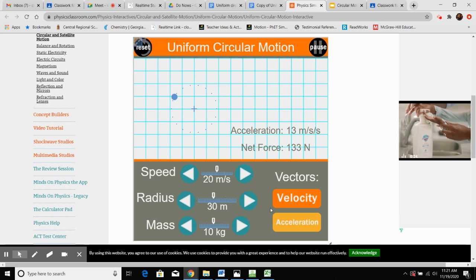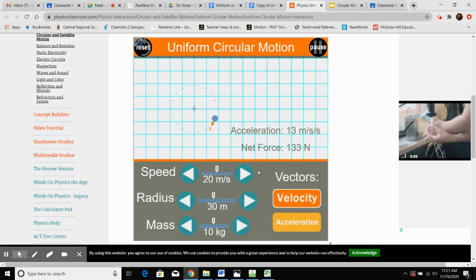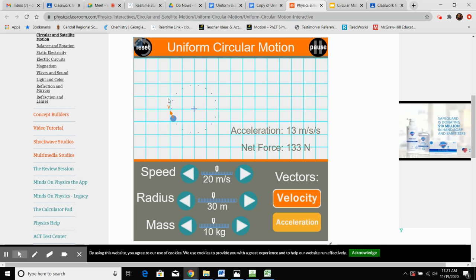Okay, cool. So if I wanted to know the direction of the velocity vectors, I go over here to vectors and I click on velocity, and you're going to see that. So even though the speed is a constant 20 meters per second, is the velocity constant? No, because it is constantly changing direction. And again, in order to change direction, you need a force. That force for circular motion is your centripetal force, which is always directed inward.